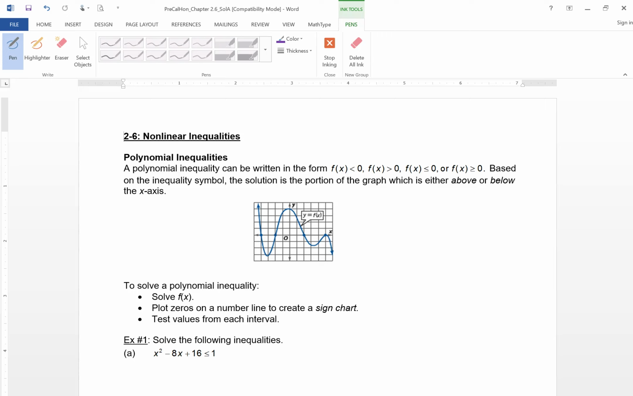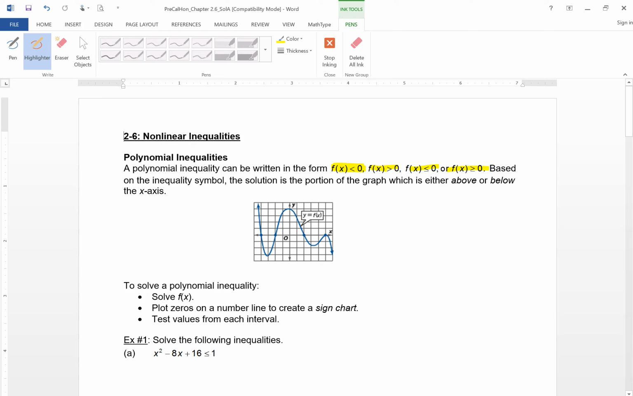Welcome to pre-calculus. All right, so we're going to do nonlinear inequalities. A lot of this is stuff that you've seen, and actually the first part is stuff that we've been doing in the last chapter. In the case of polynomial inequalities, we have a polynomial function, and it's either set less than 0, greater than 0, or less than or equal to, or greater than or equal to.